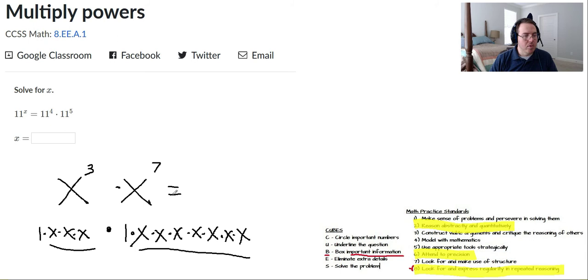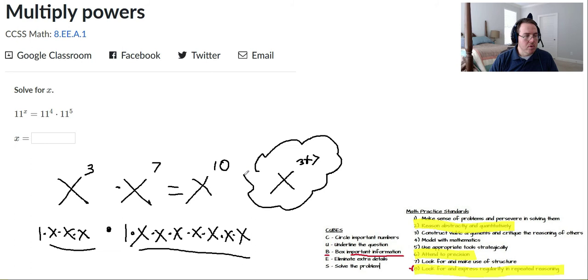So lazy mathematicians like the rest of us have realized that when you're multiplying two exponential expressions that have the same base, you can just add the exponents together. So x to the third times x to the seventh is going to turn into x to the 3 plus 7. Yes, that's a plus sign. So that's the abstract rule: if you're multiplying two exponential expressions with the same base, in this case x, you put the exponents together by adding.